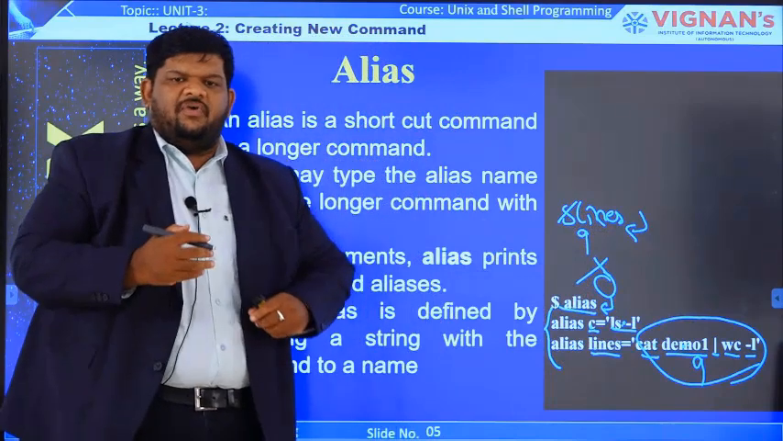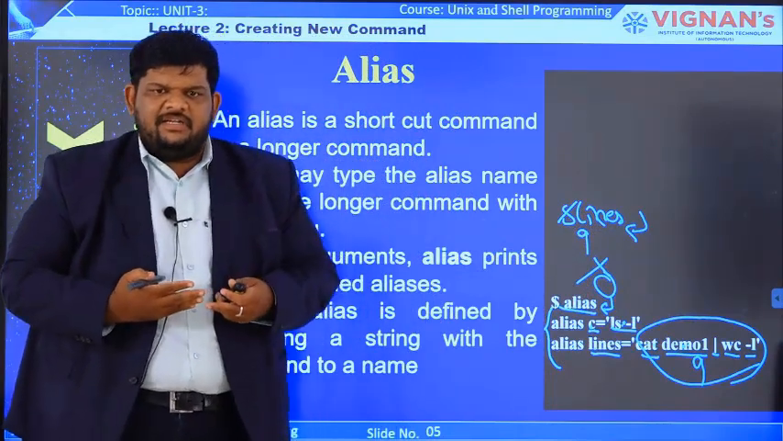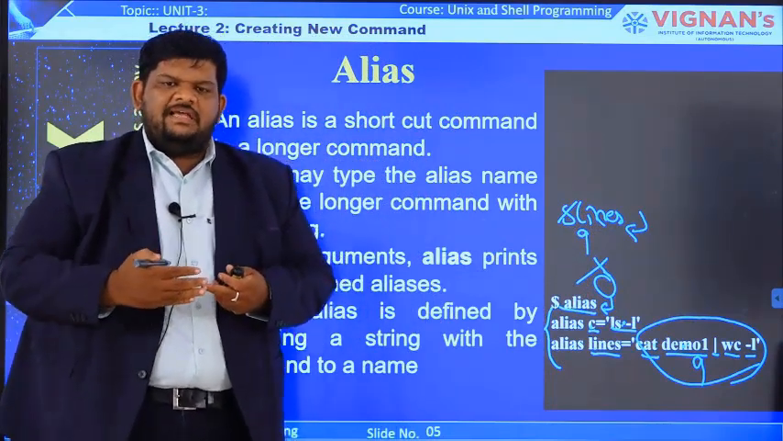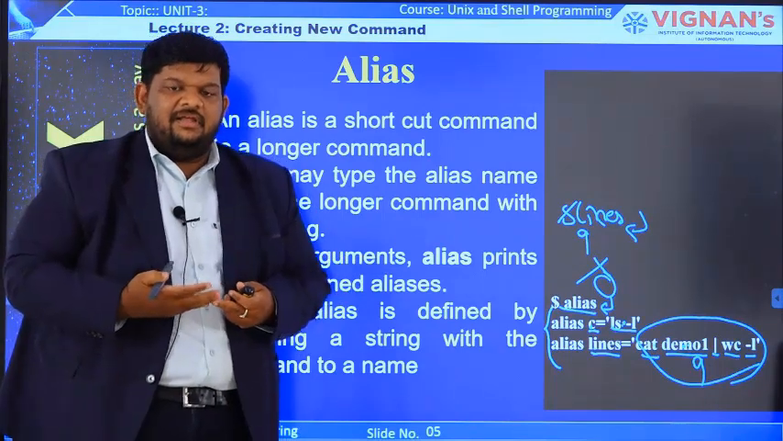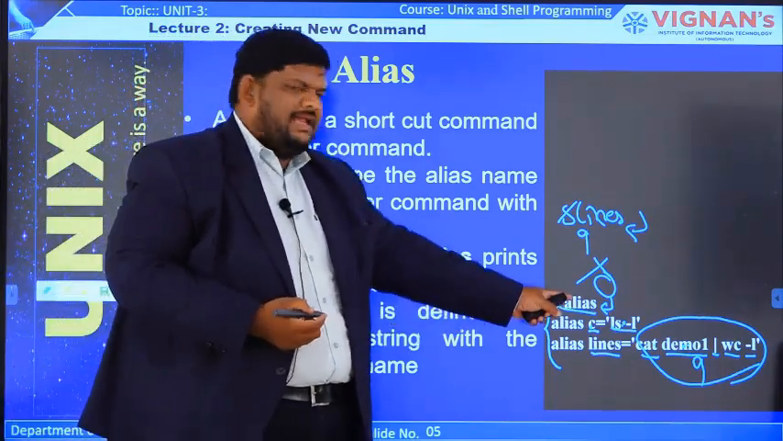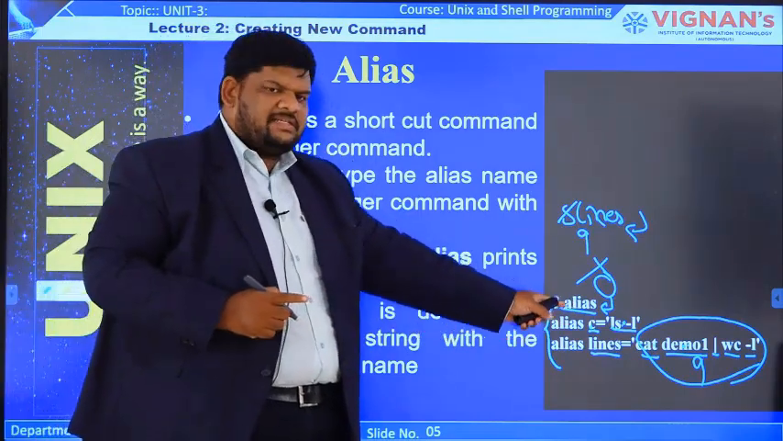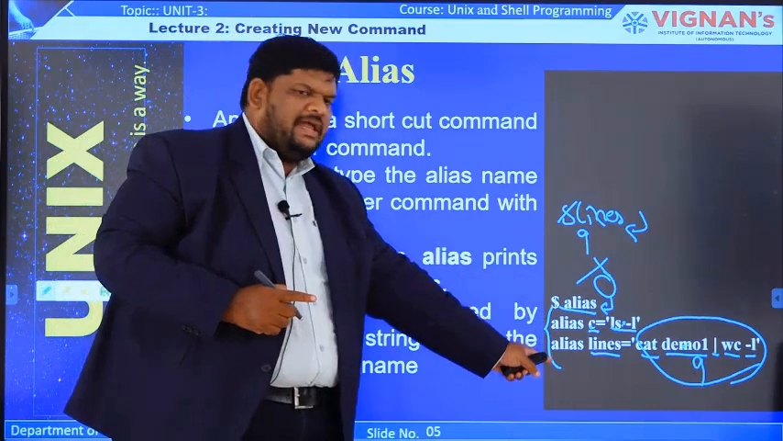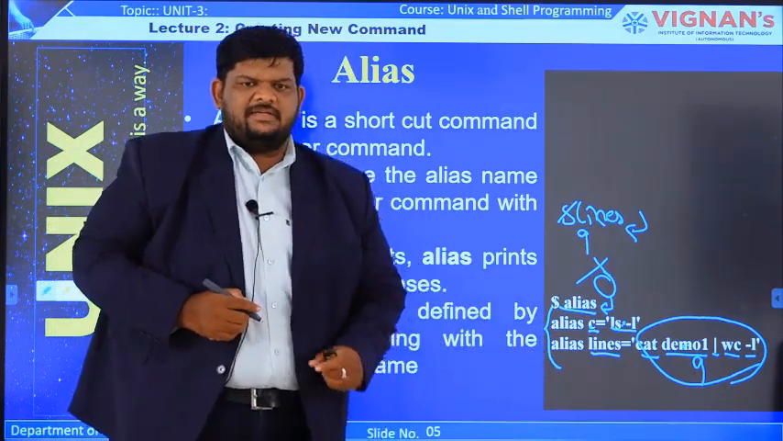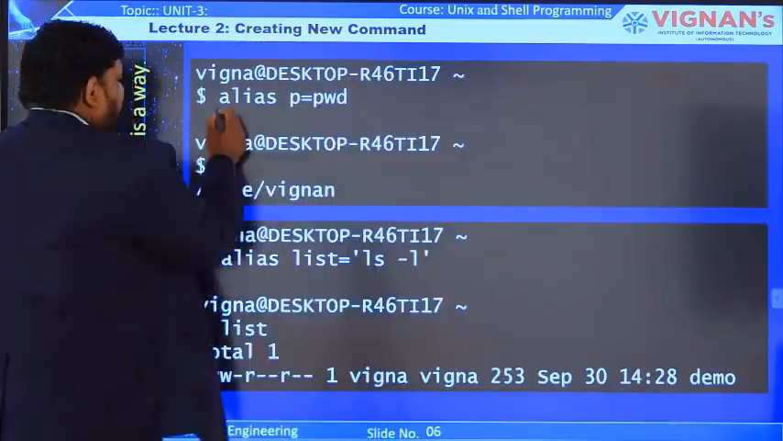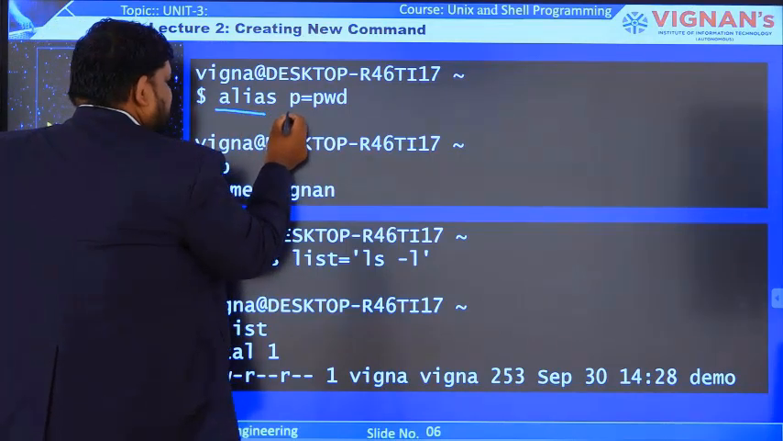Like that, if you want to see how many aliases are present in our script, or how many aliases you have created temporarily, the command is alias, without any option. After typing alias and enter, it will list out all aliases that are present in the script. So again, some examples, which we already discussed.